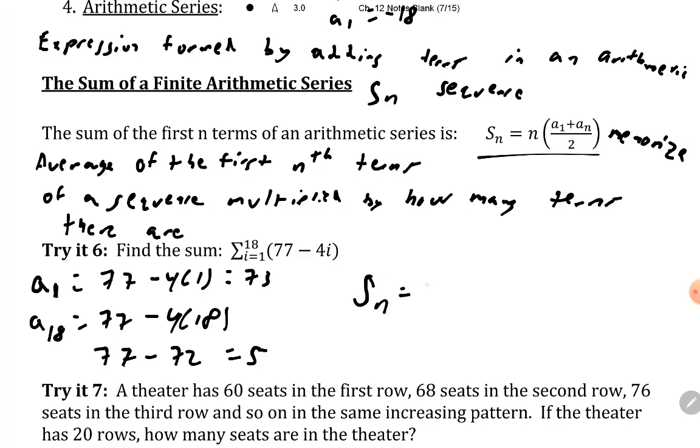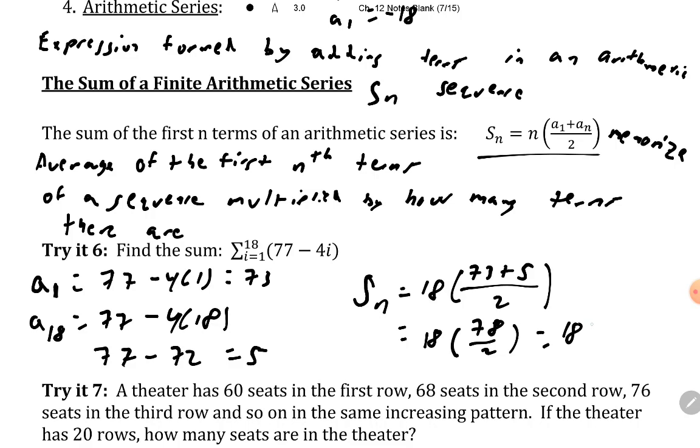Okay, now we can use the formula. S sub n equals 18 times a1, which is 73, plus a sub 18, which is 5, and then divided by 2. So this is 18 times the quantity 78 divided by 2. So this is 18 times 39, which is 702.